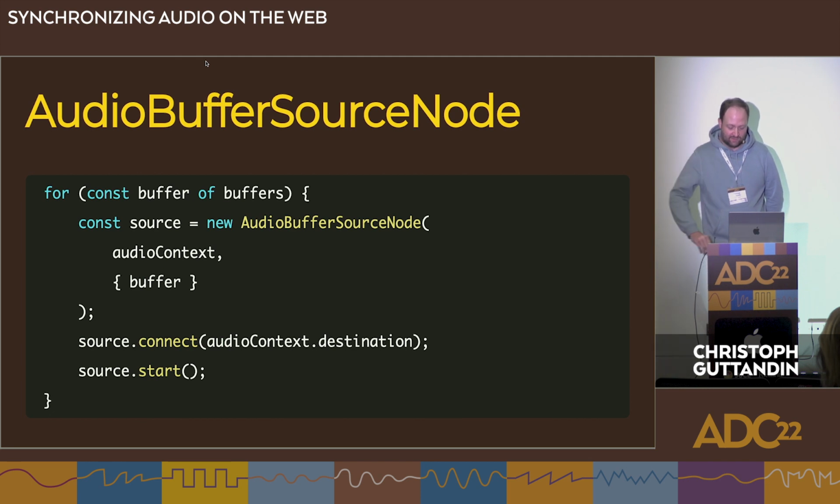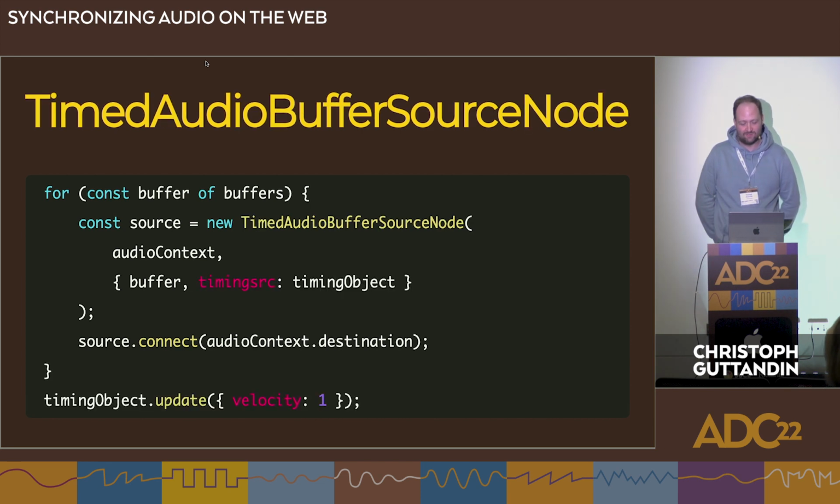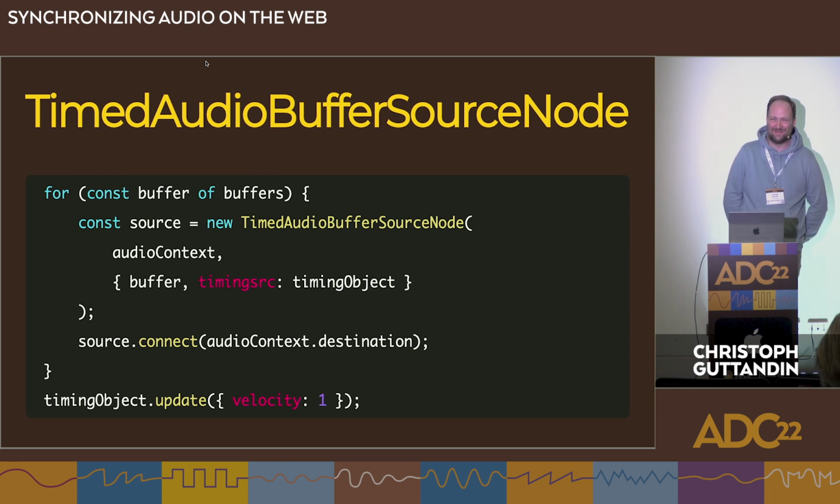And to mitigate that, I combined the timing object with the audio buffer source node. And because I'm not afraid of long names, I call this timed audio buffer source node. And if you want to use this, the NPM package is actually called timed audio buffer source node audio worklet node because it's implemented with an audio worklet node internally.